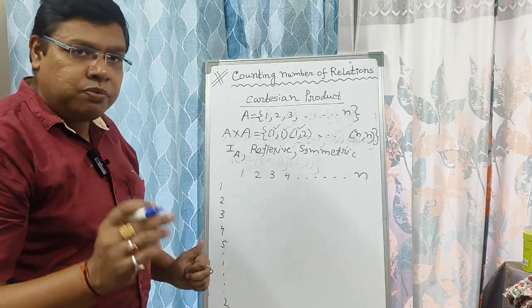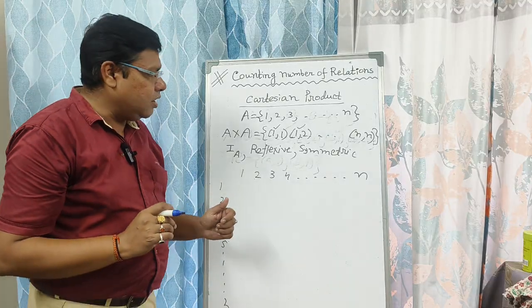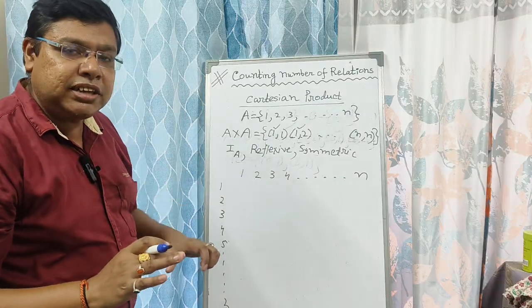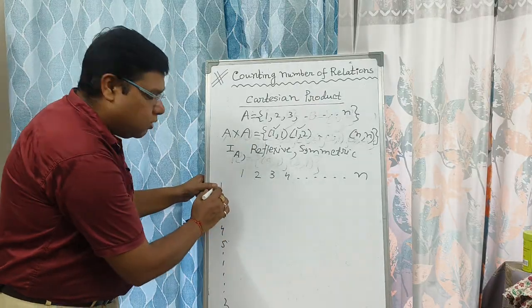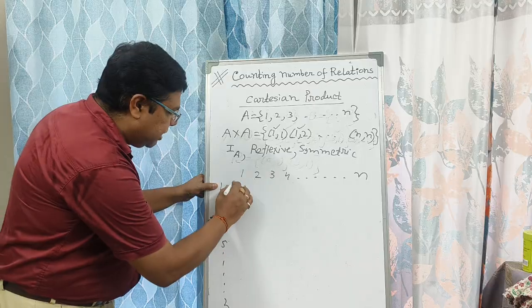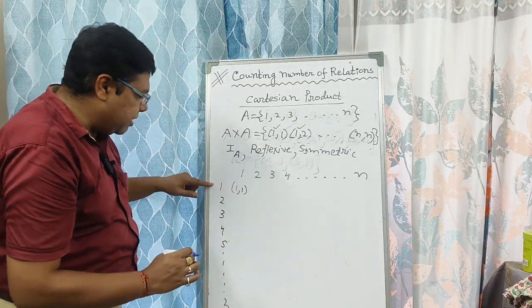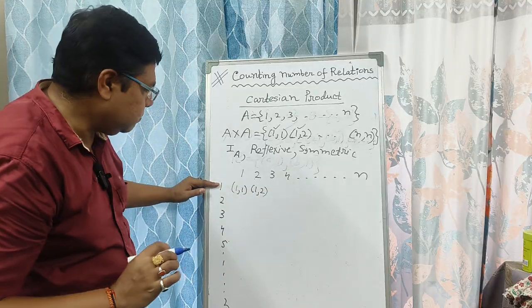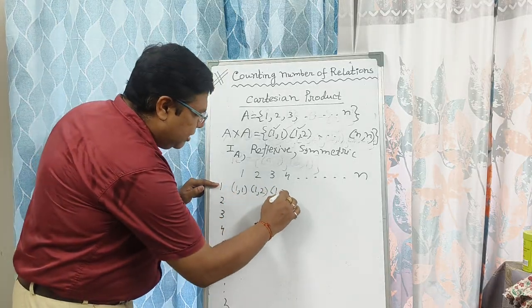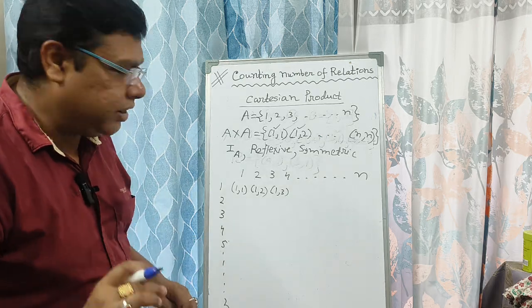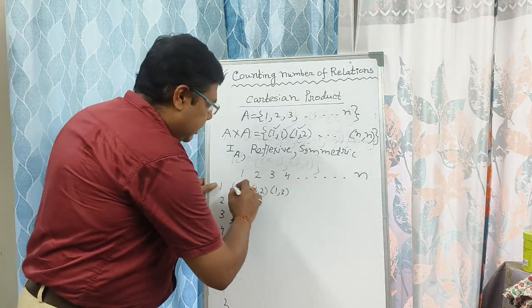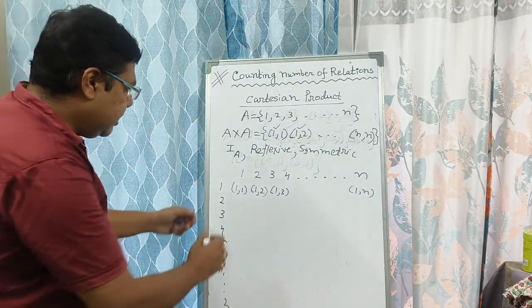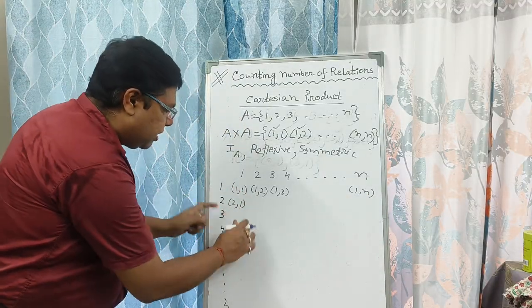Clear? Now what is happening here? Here 1, 1, 1, 2. How are these coming? From here 1, from here 1, which means the first pair is created: 1, 1. Clear? Now if I keep this fixed, here I get 1 comma 2, after that 1 comma 3. This way, in the first row the last element will be 1 comma n, and below that you will get 2 comma 1, like this.